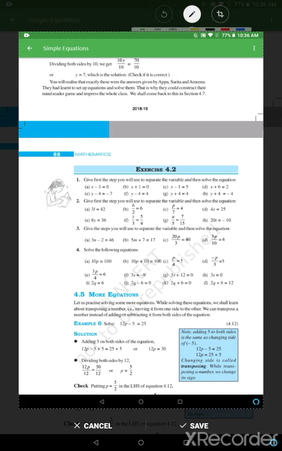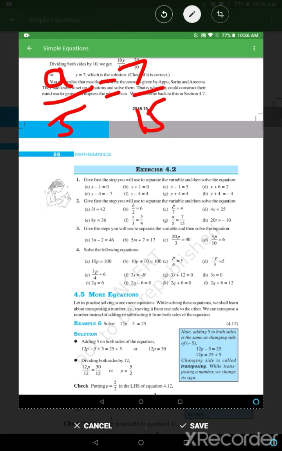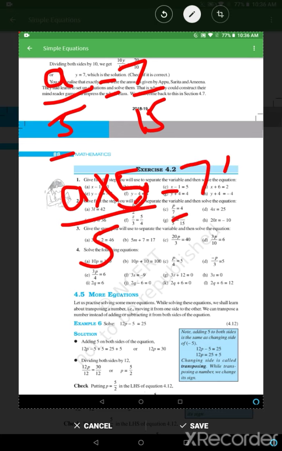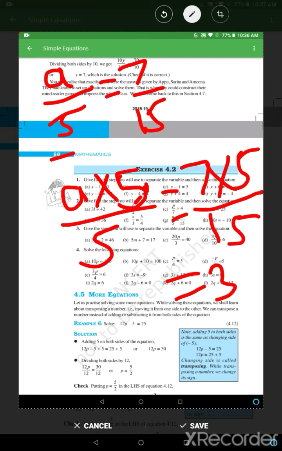Now g, which is a upon 5 is equal to 7 upon 15. Here also we will multiply it by 5. So a into 5 upon 5 is equal to 7 into 5 upon 15. It will be 35. So the value of a will be 35.